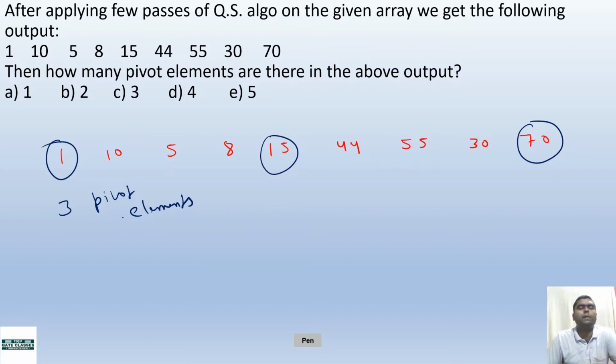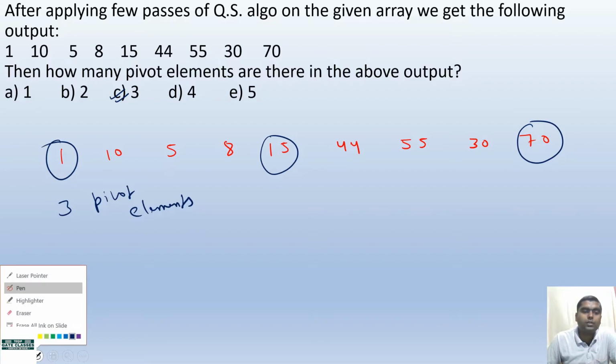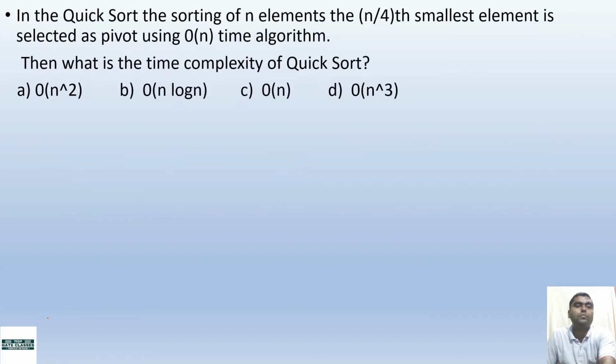So this is 3 pivot elements. Okay, and pivot element I already told you what is the position of pivot element, means all the elements less on the left side and greater on the right side. So the ultimate answer for this is what? 3. Okay, so I hope that this is clear to you. Now let us move to a new question. So a few more questions are there.